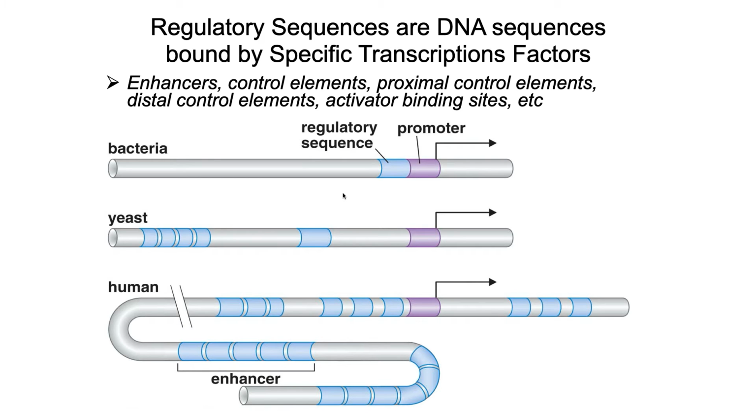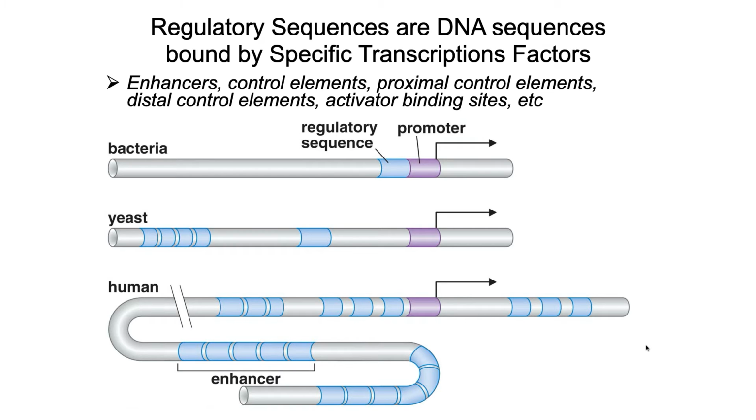Then when you start to get more and more complex organisms, especially multicellular organisms, you get a situation in which these regulatory sequences are still associated with a single gene, but they can be very, very far away from that gene. They can be upstream of that gene. They can be downstream of that gene. Right? So it gets to be pretty complex.